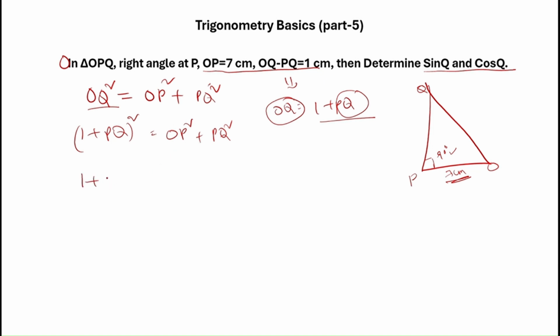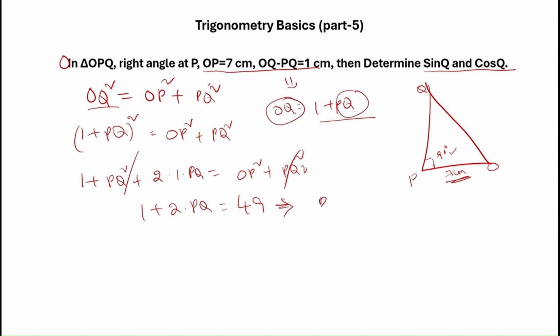So if I write that, 1 square plus PQ square plus 2 into 1 into PQ is equal to OP square plus PQ square. Now PQ square term is there in both sides, so let us cancel PQ square. Now the rest is 1 plus 2 PQ is equal to OP square. OP square is 7 square, which is 49. So therefore 1 plus 2 PQ is equal to 49. Now 2 PQ is equal to 49 minus 1 becomes 48, and PQ is equal to 48 by 2, which is 24. Now I got the value of the second side, which is 24.